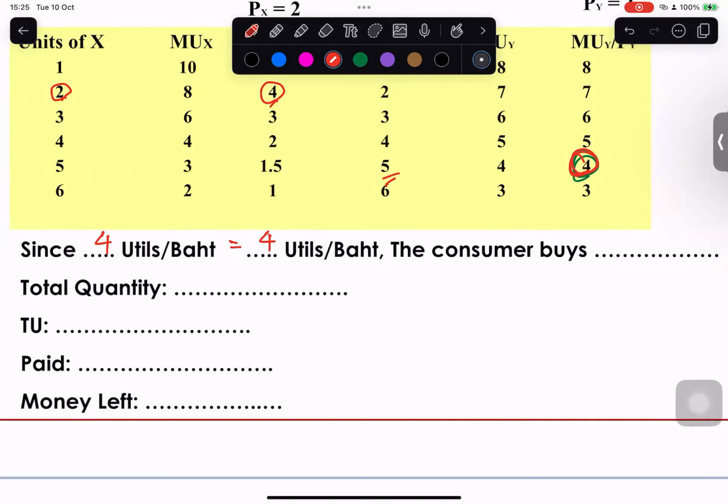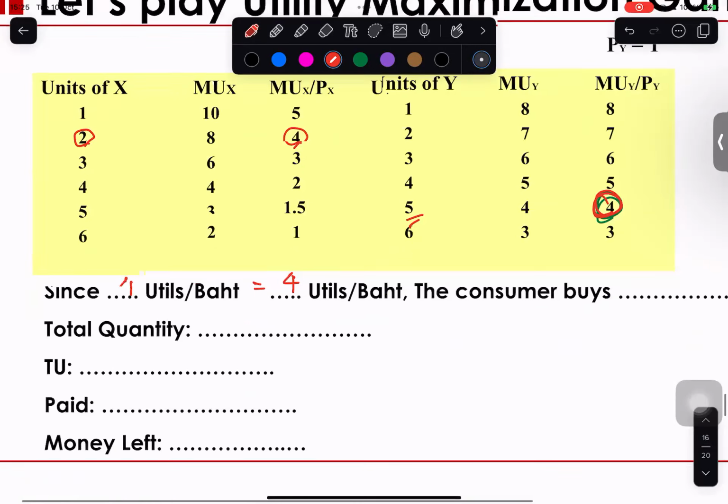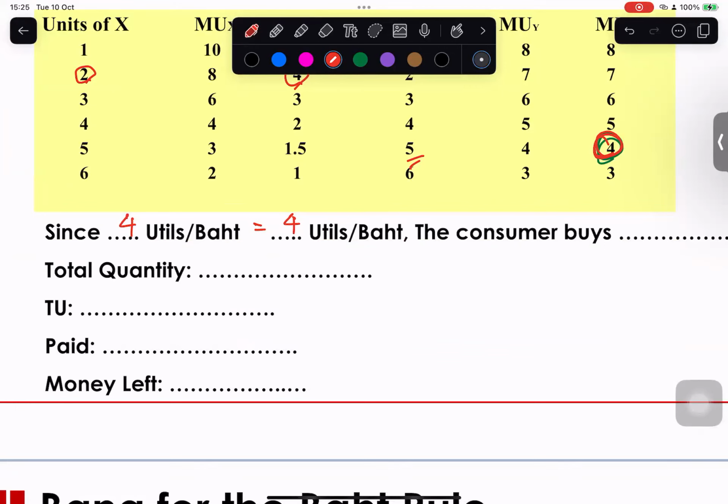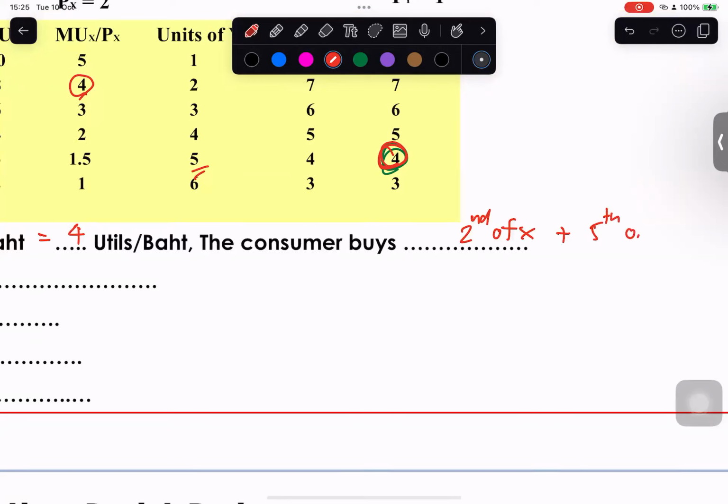MUx over Px equal to MUy over Py. Then he can buy both again. But check first whether money allowed. He has 3 baht left. Oh, exactly. 3 baht can afford the second unit of good X and the 5th unit of good Y. So he quickly placed the second unit of X into his basket and the 5th unit of good Y in.